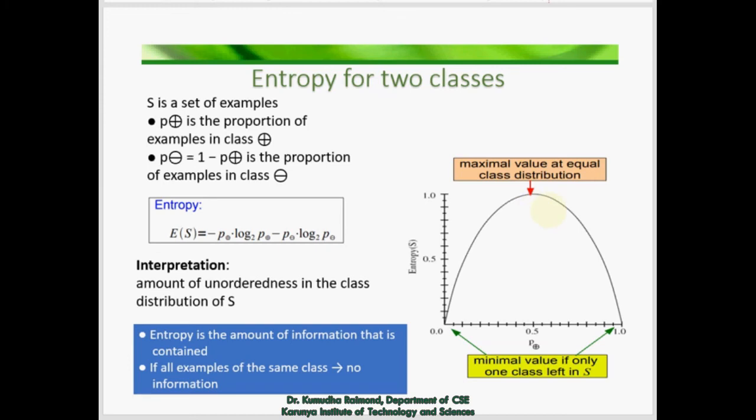But my entropy is going to be zero if my set of instances are going to land up in a homogeneous class, that is play equal to yes or play equal to no. It will drop down to one of the classes.